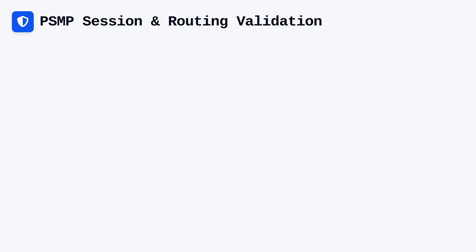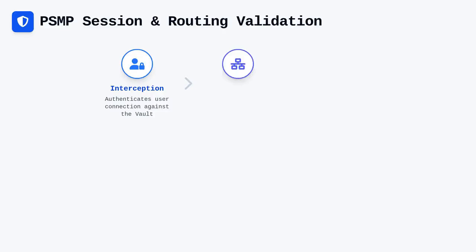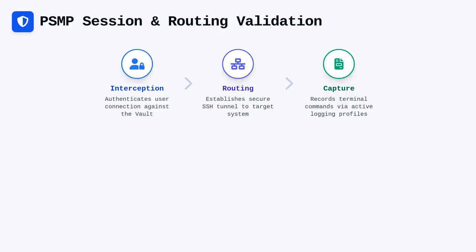After the initial installation and vault registration, you must test the actual session routing and terminal command capture mechanisms to ensure they meet your security requirements. The PSMP performs a critical role in intercepting the user's connection request, authenticating it against the vault, and then establishing a secure SSH tunnel to the target system. You should conduct a series of connection tests using different access patterns to ensure that logging profiles are active and that all session activities are being recorded as expected.